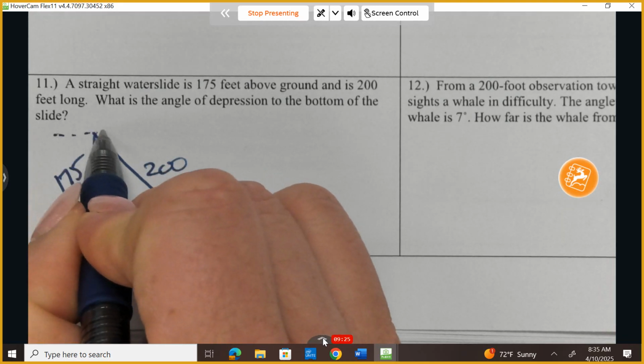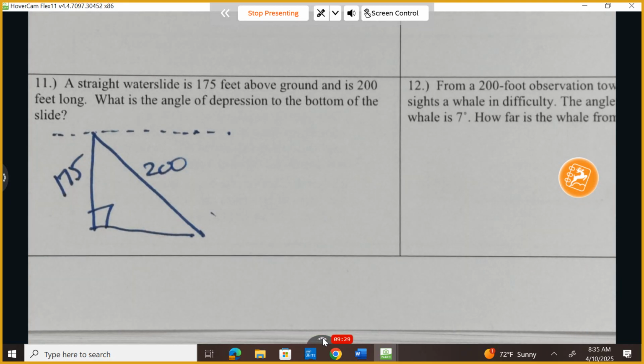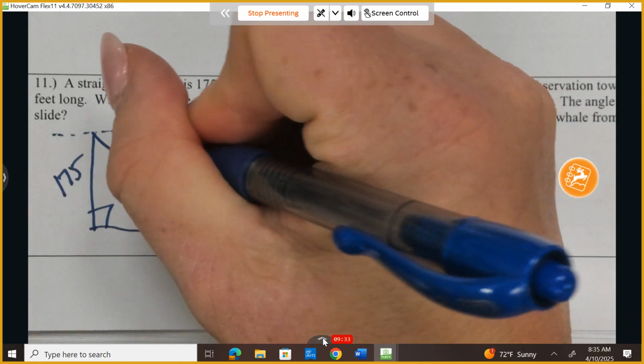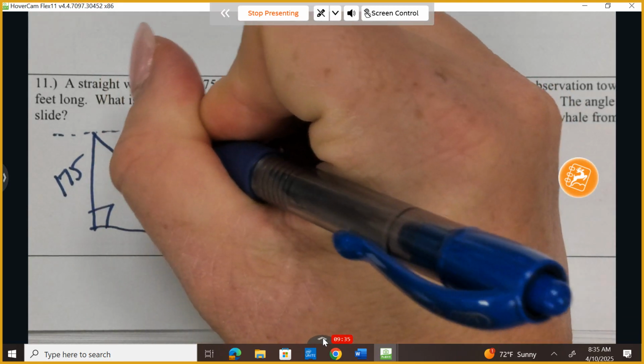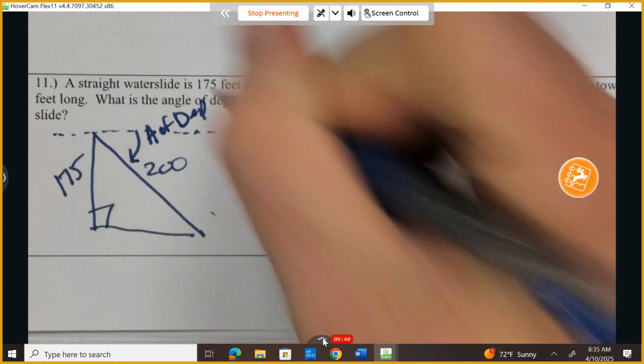Please watch. If you have not done so, you are drawing a dotted line. That dotted line has to be parallel to this base. And from the top down, please draw an arrow. This is the angle of depression.